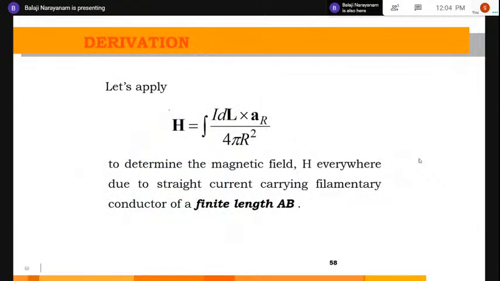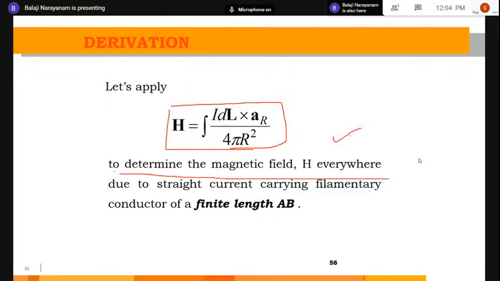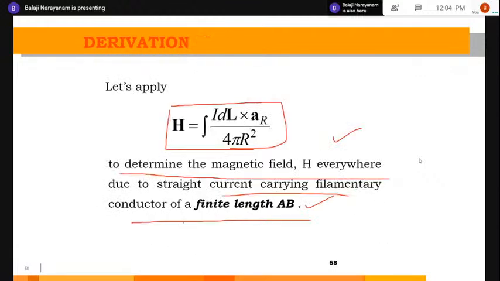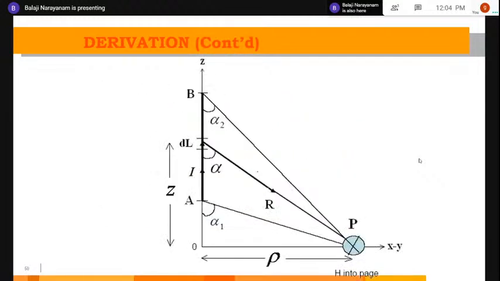Now let us apply the derivation. Whatever equations we have seen so far, we may try to derive them so that you will have a clear understanding and clear remembering of those equations. To determine the magnetic field H everywhere due to a straight current carrying filamentary conductor of finite length AB, we may apply this. Now, a current carrying filamentary conductor is taken, its length is AB.